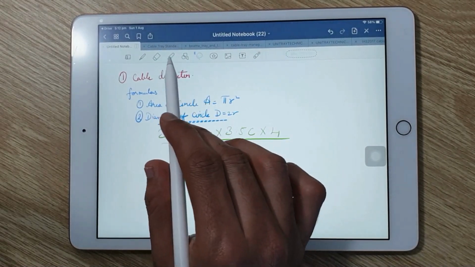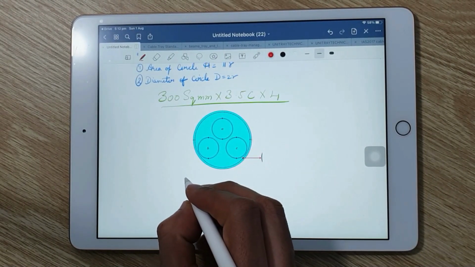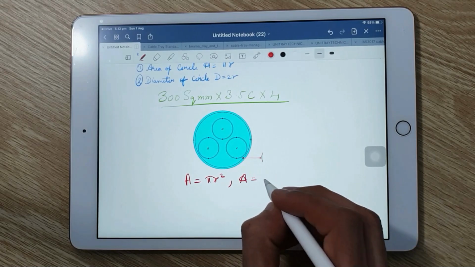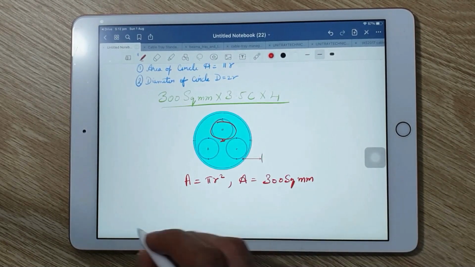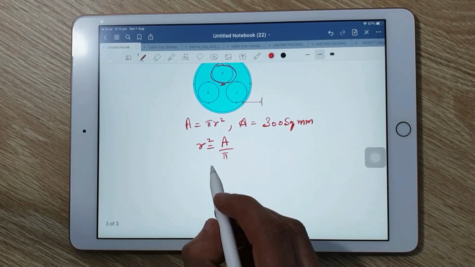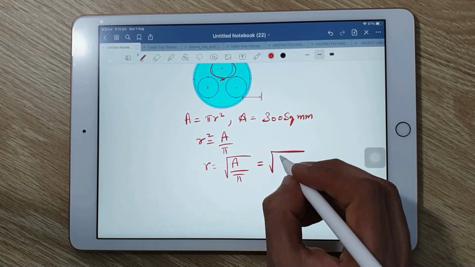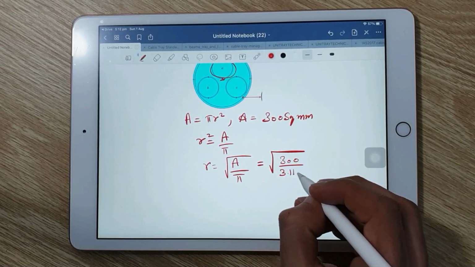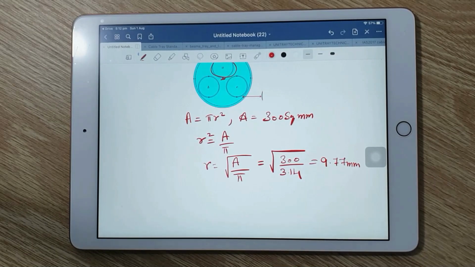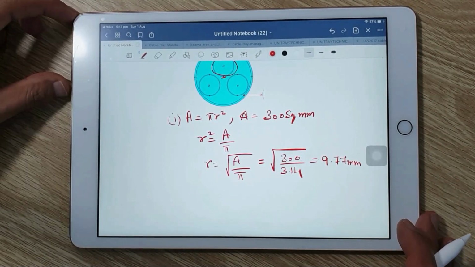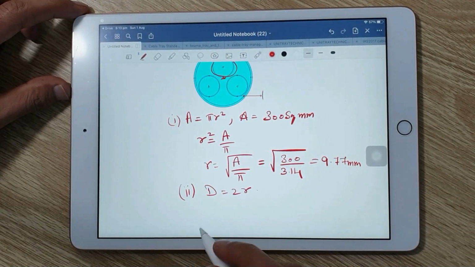So the first thing we need to find for the cable is radius. So from the formula A equals pi r square, we get the value of radius as r equals under root of A by pi. Substituting the values, we get the answer as 9.77 mm. So the radius of each conductor is 9.77 mm.